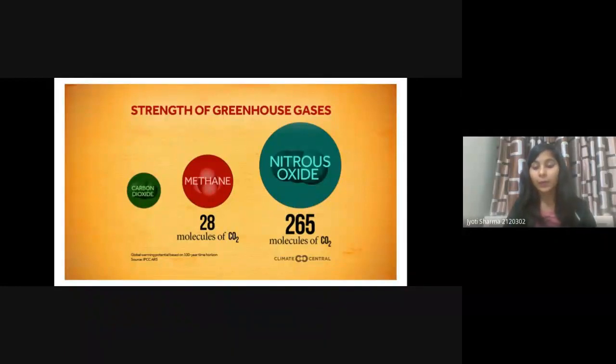And why are we talking about methane? Because the global warming potential of methane is approximately 28 times more in comparison to carbon dioxide. So it is equivalent to 28 molecules of carbon dioxide. And if we are talking about nitrous oxide, the next question is about nitrous oxide. It is equal to 265 molecules of carbon dioxide. So you can think about how powerful greenhouse gases methane and nitrous oxide are.